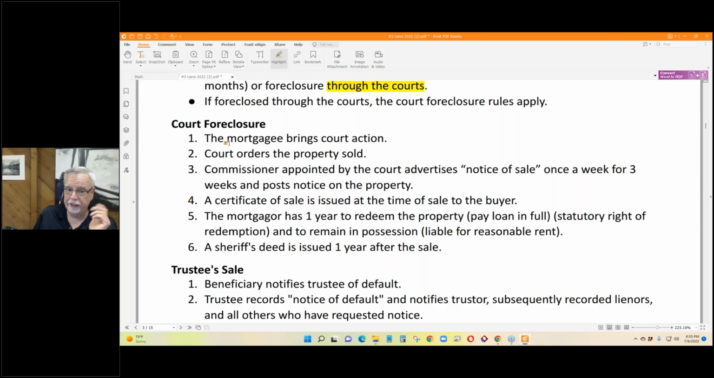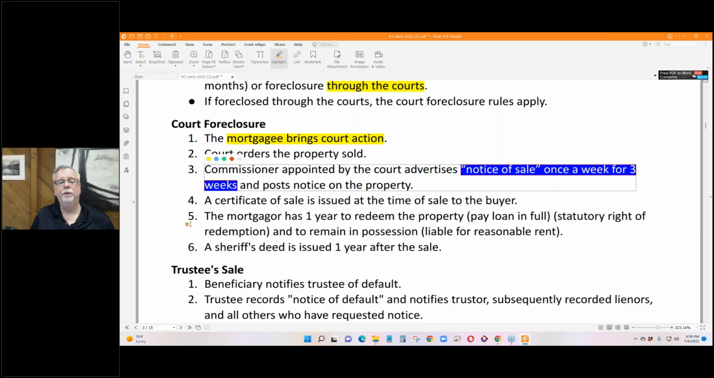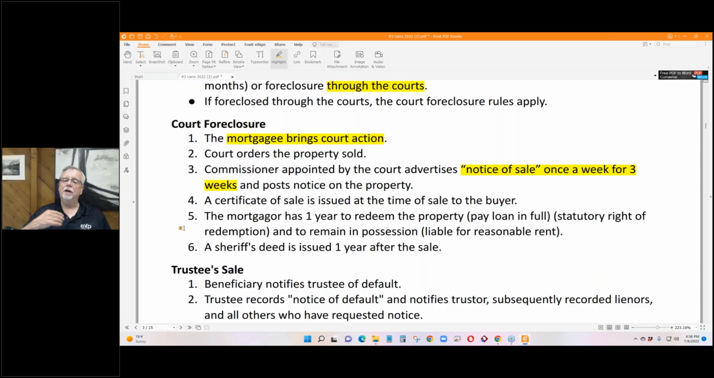The mortgagee, which is the lender, hires a lawyer. They file a complaint. They have a hearing. The court orders the property sold. Then a notice of sale is published. They nail a copy to your door and record it once a week for 3 weeks. Then there's, at the end of the 3 weeks, an auction. And the highest bidder gets something called a certificate of sale. Notice that's not a deed.